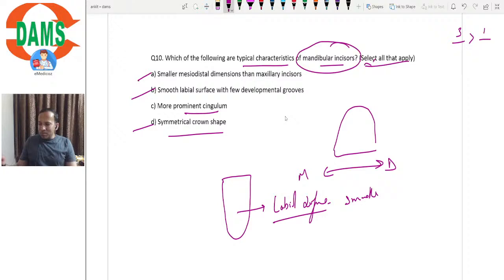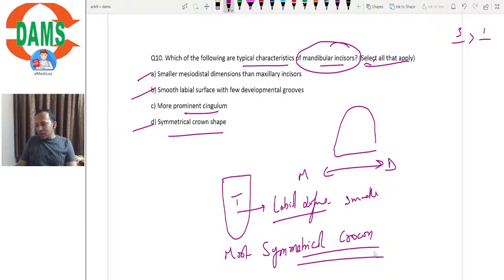So what do you say? Do the mandibular incisors have more symmetrical crown shapes as compared to the maxillary incisors? Do you think that the mandibular central incisor has the most symmetrical crown? Do you think this statement is correct? This statement is correct, isn't it?